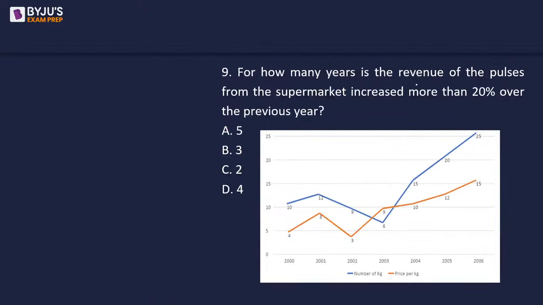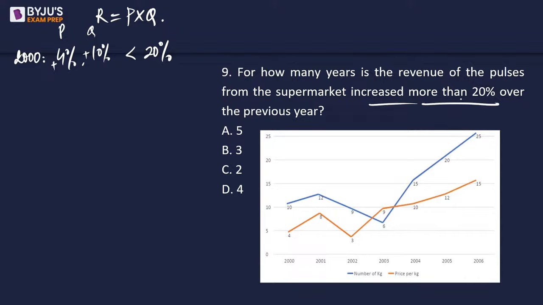For how many years is the revenue of the pulses from the supermarket increased more than 20% over the previous year? So revenue here would mean कि revenue यही होता है ना कि price into quantity. So price का successive. So if I look at the year 2000, so 2000 में price का successive is 4% का increase, and number of kgs, that is quantity का जो successive है, that is 10% का increase. 4 and 10 का increase is going to be less than 20%. Now question is asking increase more than 20%. तो ये तो नहीं हो रहा 2000 में.